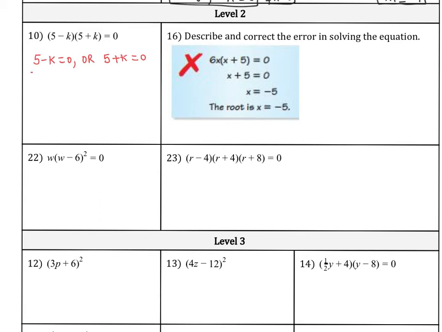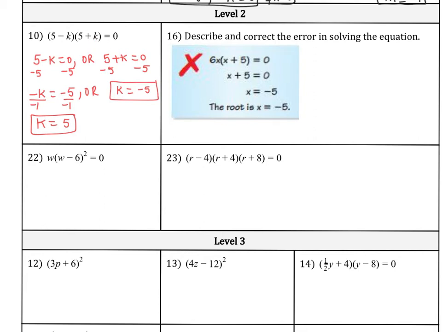In this case, I'm going to subtract 5 from both sides, so you get negative k equals negative 5. And when you divide by negative 1 on both sides, you get k equals 5. Or when you subtract 5 on both sides, you get k equals negative 5. So either k should be 5 or k should be negative 5 in order to get the product of these two equal to 0.